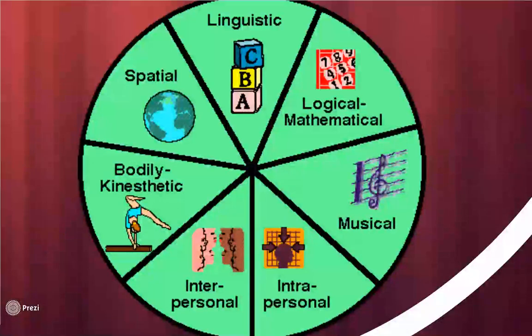We then have the bodily kinesthetic and the spatial. And these two particularly are very important in that if we demand that our classroom environments for children have bodily kinesthetic and spatial awareness features in them, then by right, we as adults need to have them incorporated into our learning patterns as well.